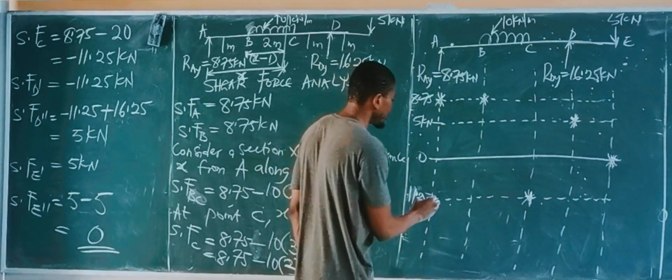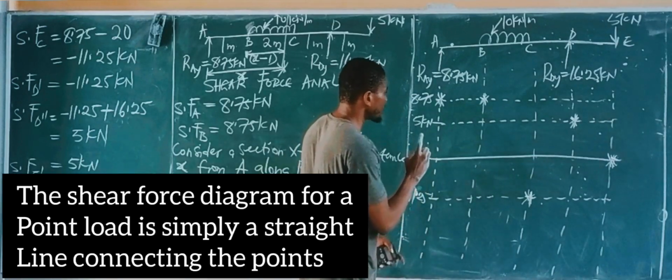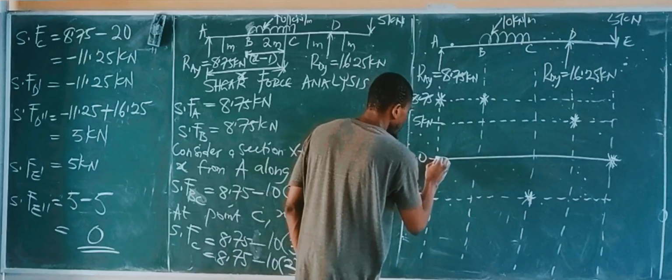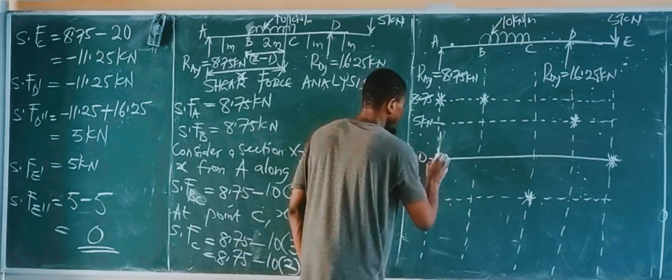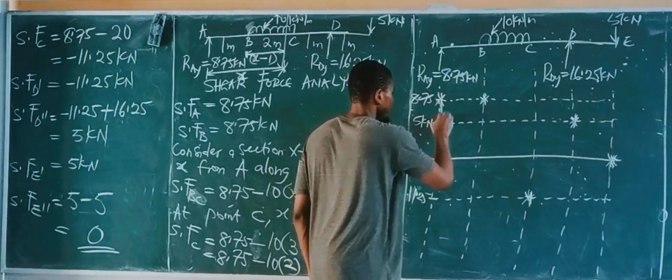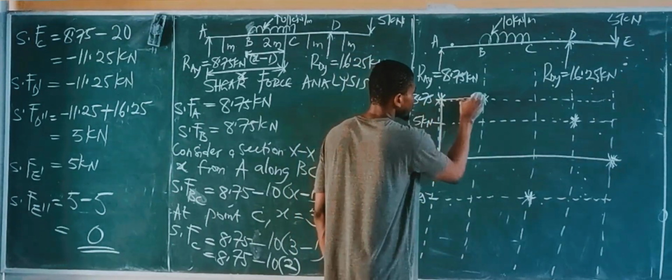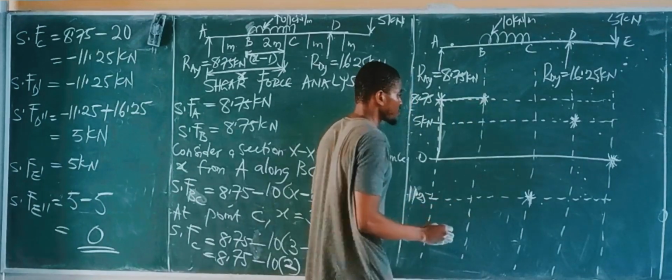So it starts from the origin. The shear force diagram for a point load is simply a straight line. Starting from the origin, connect to the first shear force, which is 8.75. Now this 8.75 force moves from point A down towards point B. So we'll have the shear force at point B.